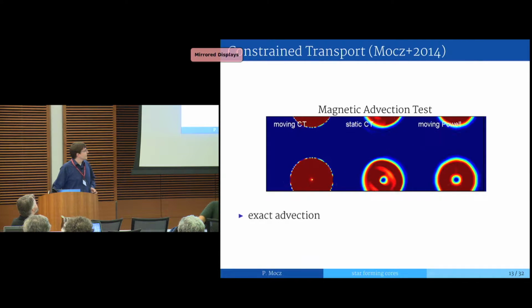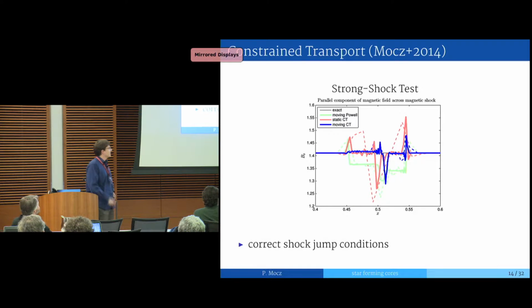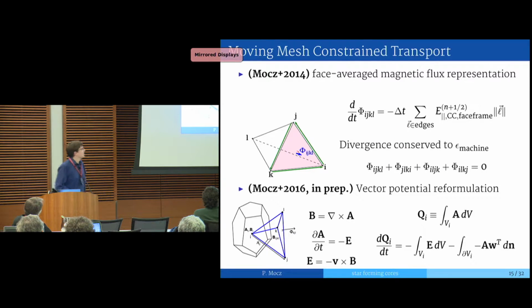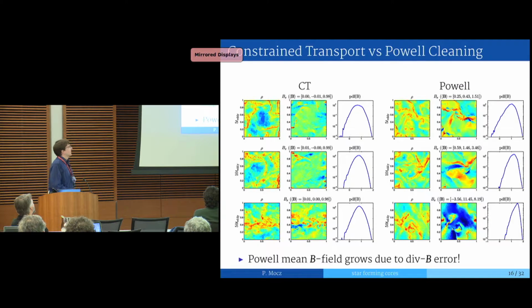So this is particularly relevant for high Mach number simulations. Finally, I want to point out that cleaning schemes give incorrect jump conditions for strong shocks. So my method is described in my 2014 paper, and this new paper that reformulates the same method as a cell-centered vector potential formulation for more efficient implementation. Okay, and just to point out issues with using cleaning schemes compared to constrained transport schemes, you can actually artificially grow your average magnetic field if you use a cleaning scheme compared to constrained transport.